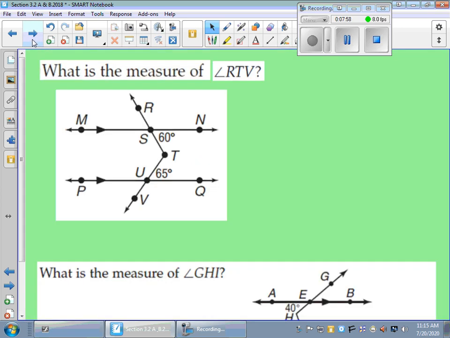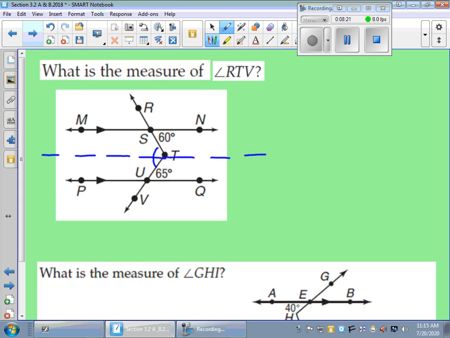Okay, the next concept here is a little bit more challenging because you are given a concept, and then you actually have to create another line. It says find the measure of angle RTV. So they actually want us to find this right here. And that's really challenging to do because we actually need a line here. We need to draw a line.